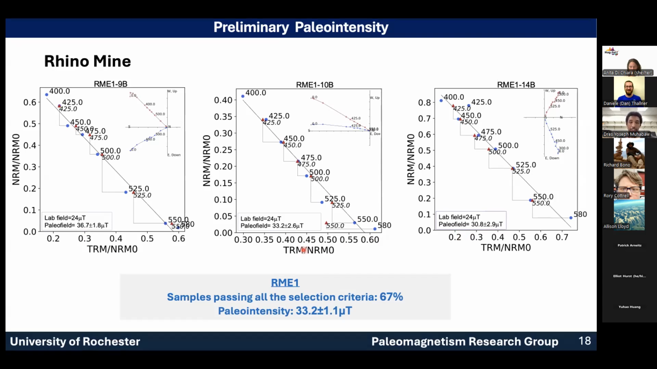We apply strict selection criteria for all these experiments, including the pTRM checks, and the samples passing all the selection criteria have a percentage of 67%, and the average paleomagnetic intensity for the Reno Mines is 33.2 plus or minus 1.1 microtesla.